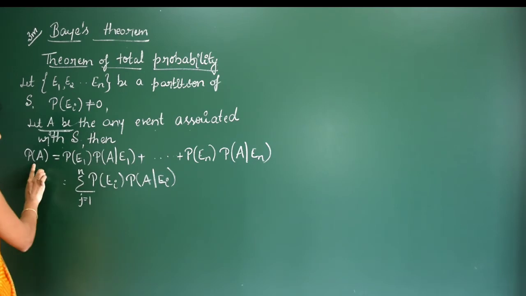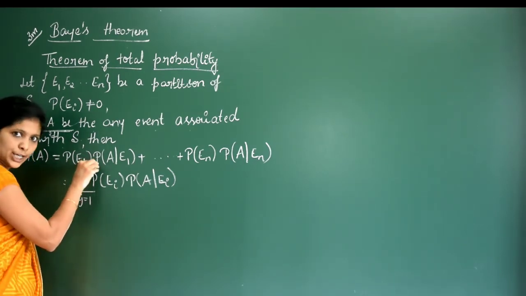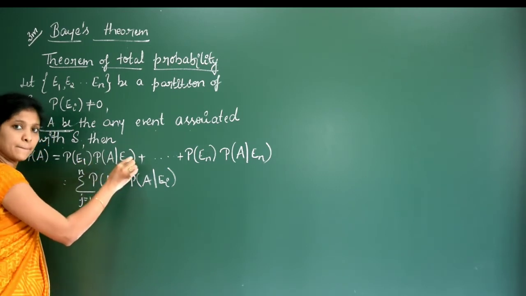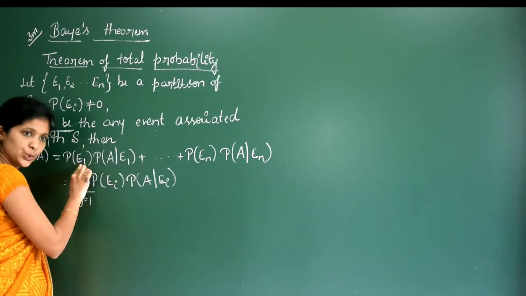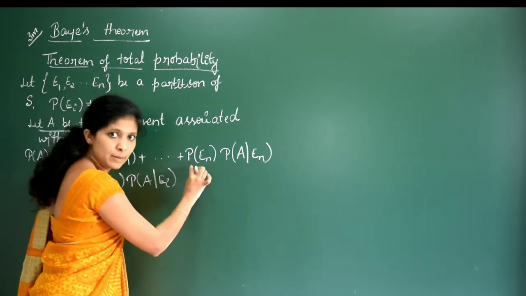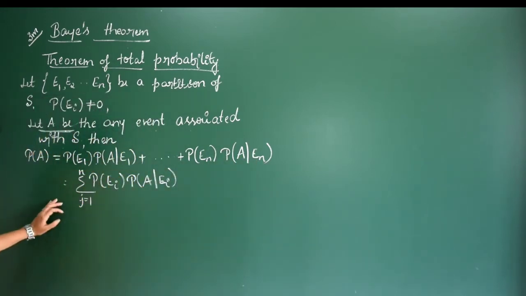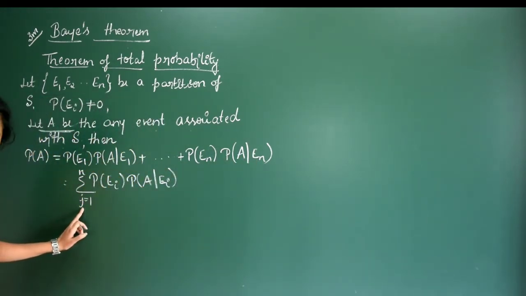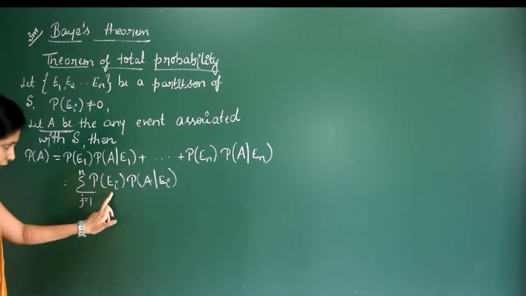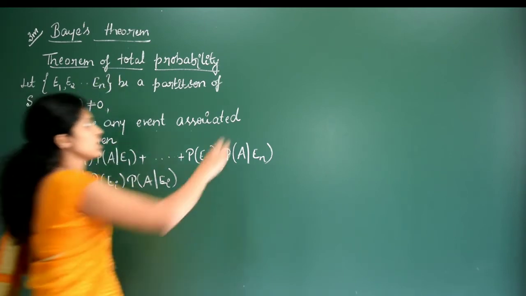Then the probability of A is given by probability of E1 into probability of A given E1 has already occurred, plus probability of E2 into probability of A given E2, till probability of En into probability of A given En. This can be written as the summation of j from 1 to n of P of Ei into P of A given Ei. This is the theorem. Let us prove this one.